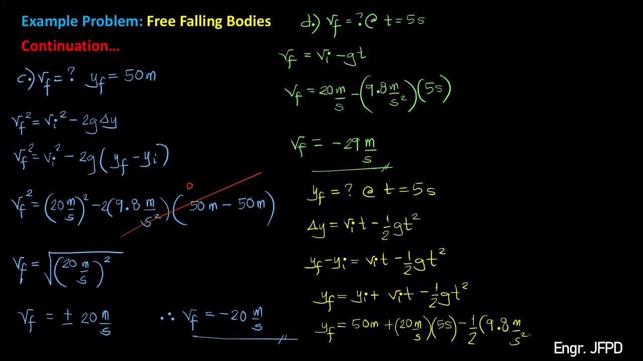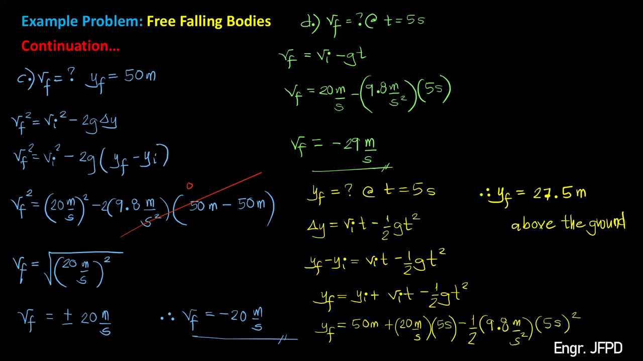Then, for the time t of 5 seconds squared, just type this equation on the calculator, and you will get a final position yf equal to 27.5 meters. And take note that this 27.5 meters is measured from the ground, or 27.5 meters above the ground. And this will be our final answer.